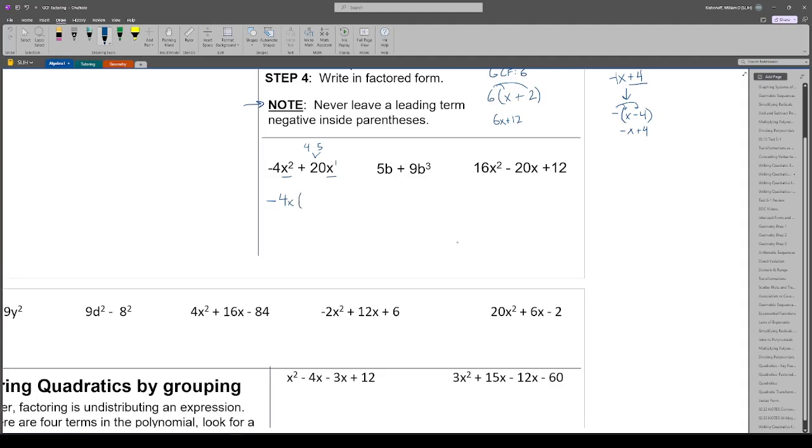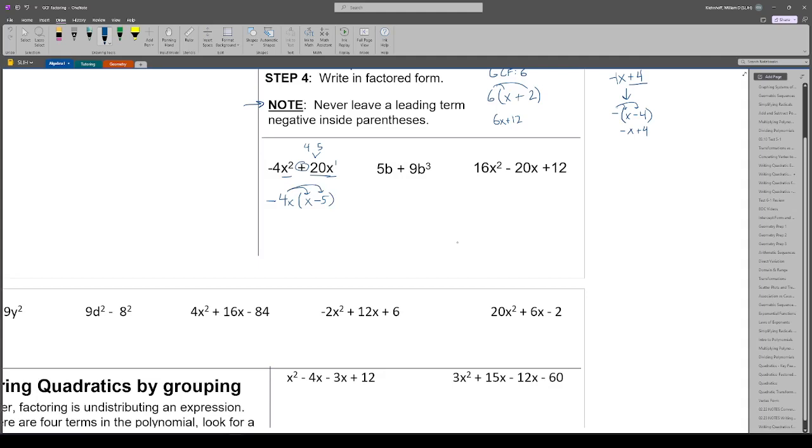So when I take negative 4x, I divide negative 4x squared by this, I'm left with just a single x. So again, think if I redistribute this, I will get negative 4x squared. Then I had a plus, so when I'm distributing back, I need a minus here in order to make the right thing. So if I divide 20x by negative 4x, I just get negative 5. And again, I check by multiplying this back, I get negative 4x times negative 5 is positive 20x.